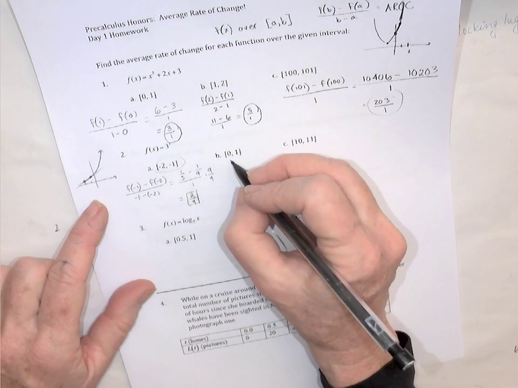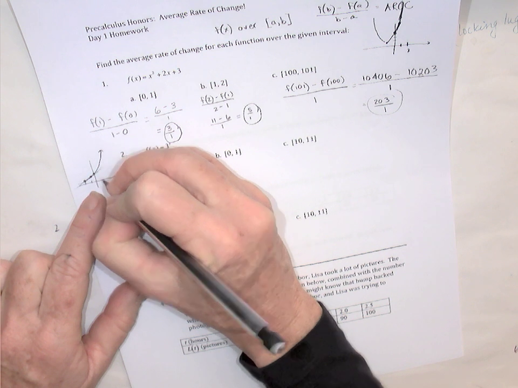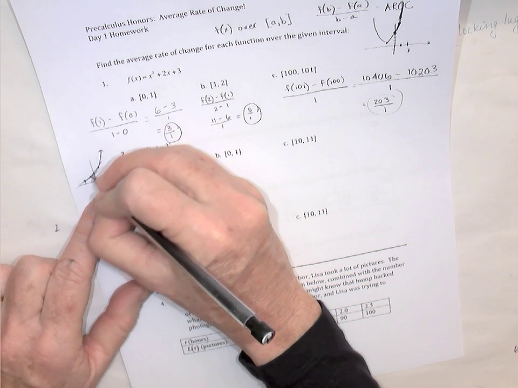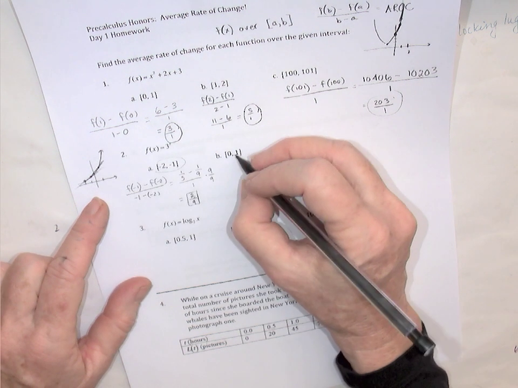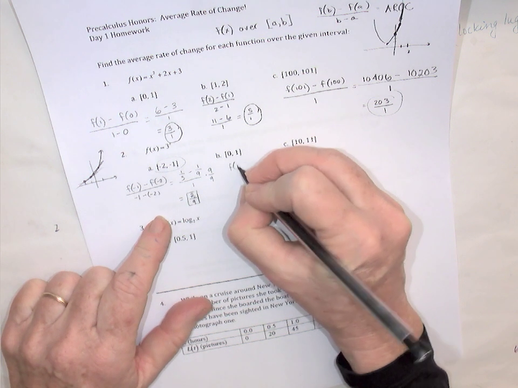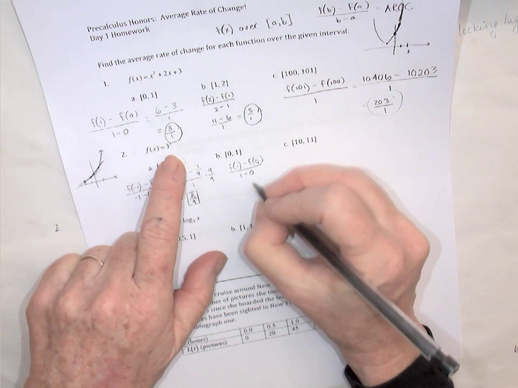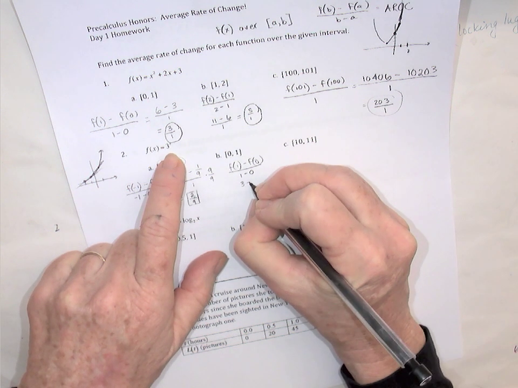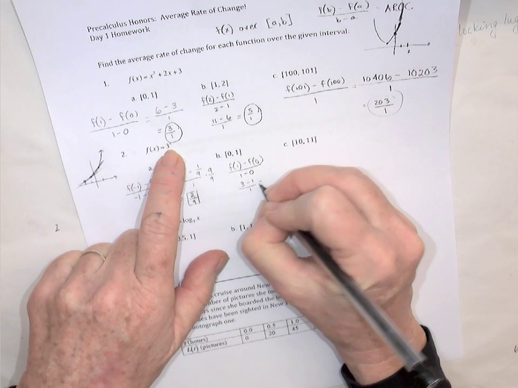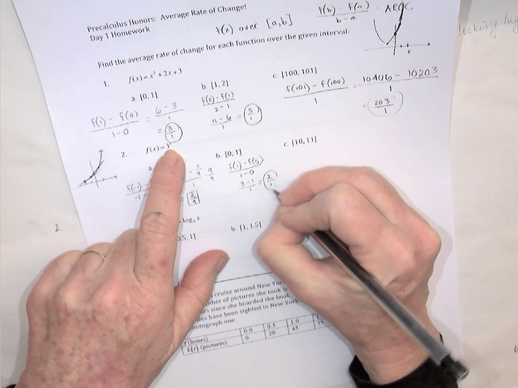The average rate of change between 0 and 1 is going to be the slope of roughly that line. So it's going to be a little bit bigger. So I need f of 1 minus f of 0 over 1 minus 0, and f of 1 is 3, f of 0 is 1 over 1, so that's going to give me a slope of 2 over 1.